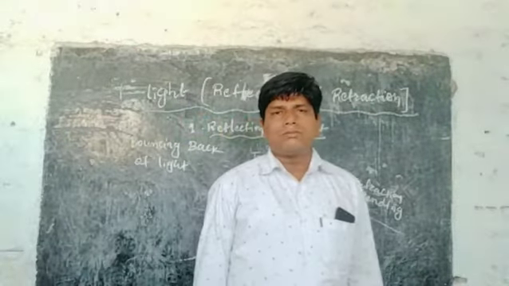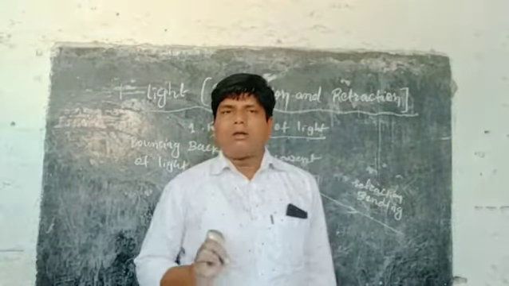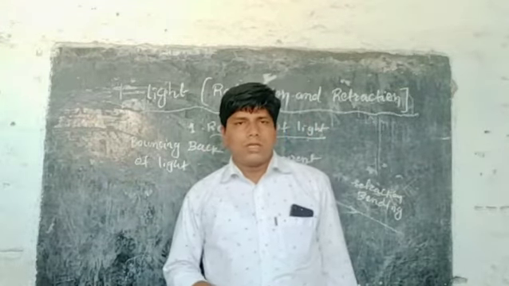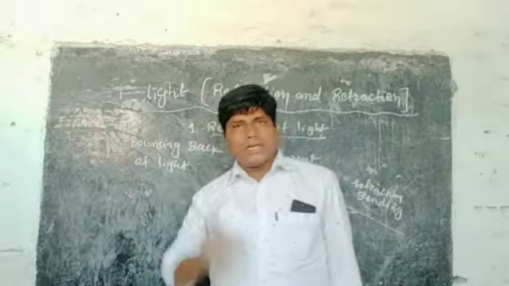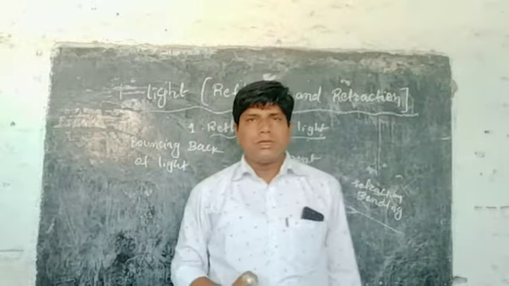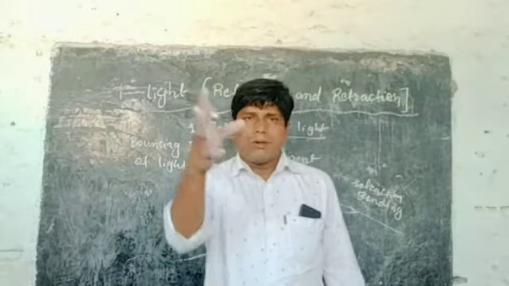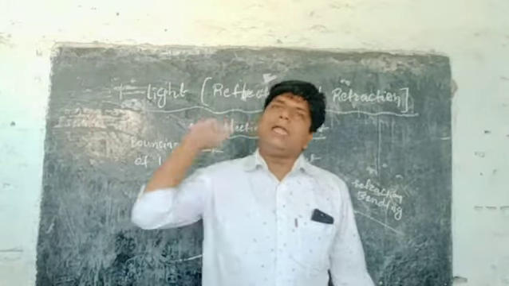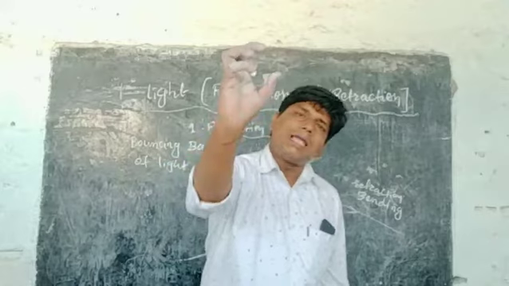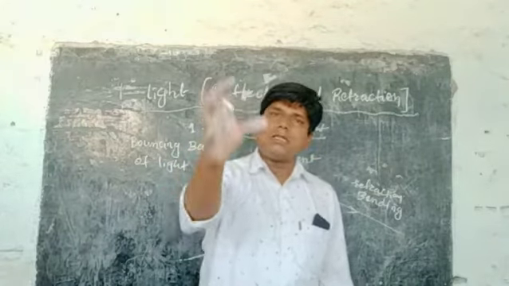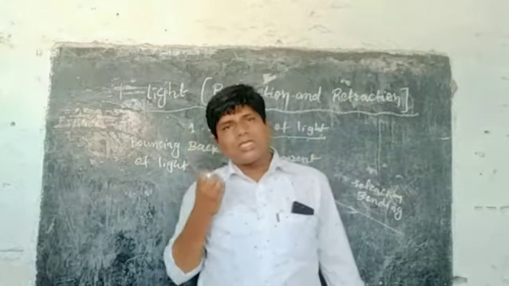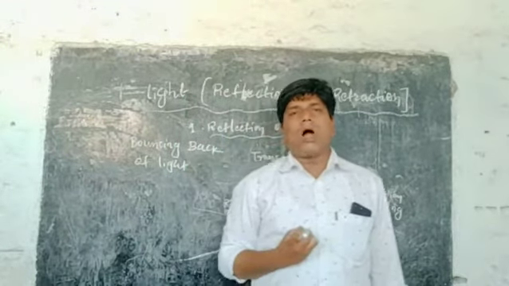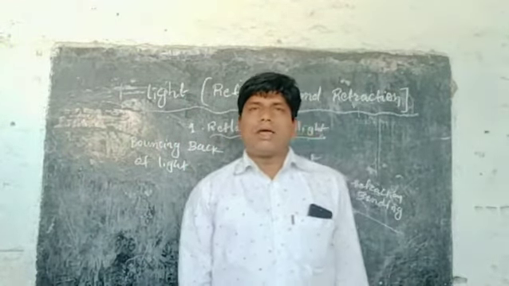For example, I have a ball in my hand. Think that the ball is light. When I throw it onto the wall, it is incident, it falls. After hitting the wall, what would happen to the ball? It will bounce back. In the same way, light also will fall on the opaque object, hit the opaque object and bounce back. This phenomenon, bouncing back of light, is called reflection of light.